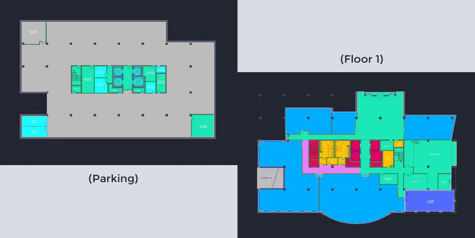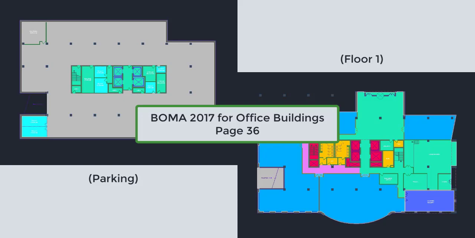Areas that provide service to all occupants of a building generally include parking in first floor lobbies, egress corridors, and stairs at their lowest level, while areas that provide service to the building can include mechanical rooms, elevator machine rooms, building storage rooms, security and engineer offices, loading docks, and so on. Building service area is further discussed and can be found in BOMA 2017 for office buildings, page 36.